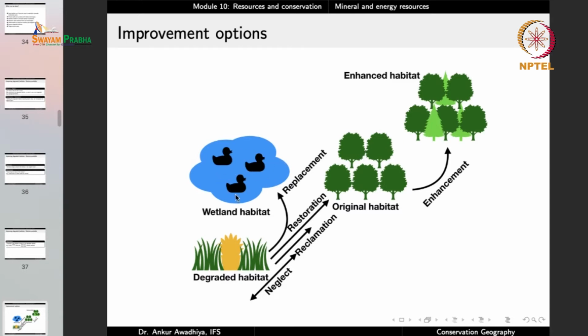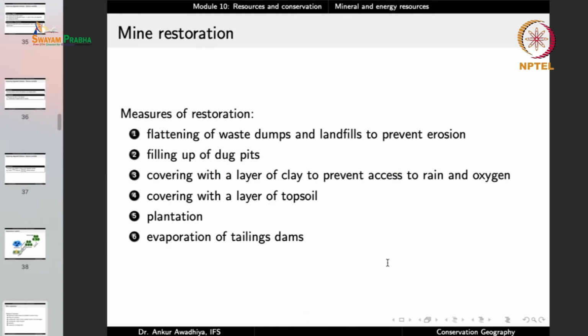So this is the option of replacement. So this can work if we do not have sufficient resources to bring the habitat back to the original state, or if it is much easier and it is much quicker to change it into another habitat. So these are several options that we have. We can do neglect, reclamation, restoration, enhancement, or replacement. And especially in the case of mine restoration, there are several measures that have to be taken.